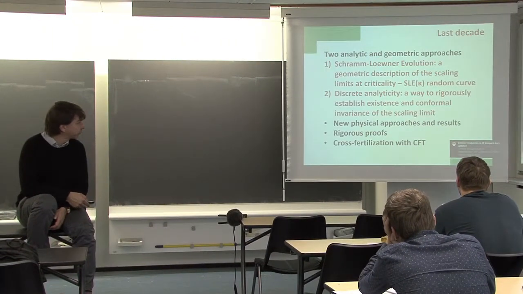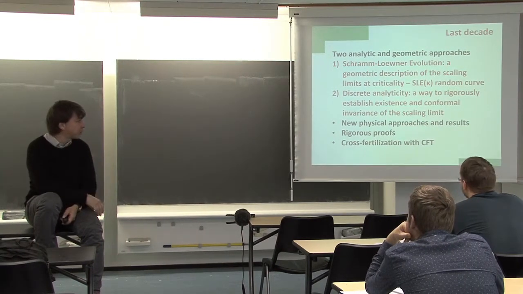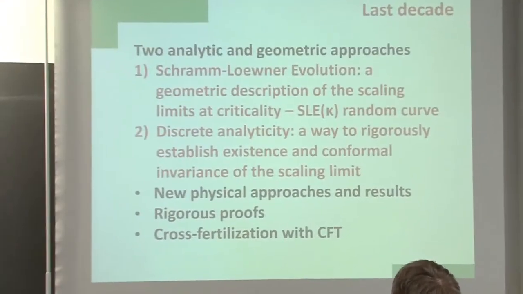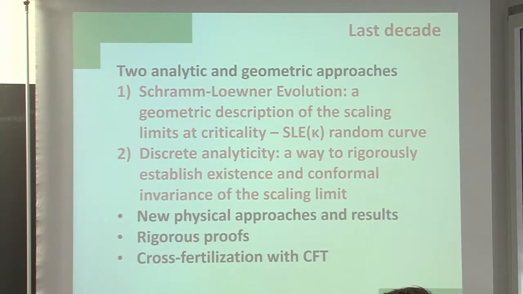Now, what happened in the last decade, and now it's the topic of this course, is that there were two developments. One, which Wendelin spoke about, is the Schramm-Loewner revolution, its description of the scaling limit at criticality, SLE kappa random curve. One has to understand that physicists have their own description of the scaling limit. It's conformal field theory. Now, conformal field theory is not a precisely defined object in a sense. You can say that there are several things which you can mean by this. You can mean that it's a random field, so a random distribution or random function. Or you can mean that you just give correlations of this random function.